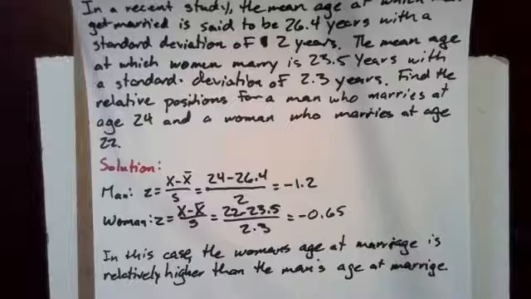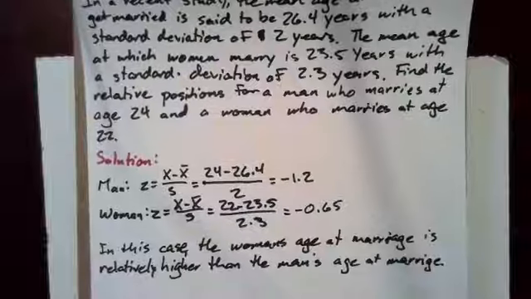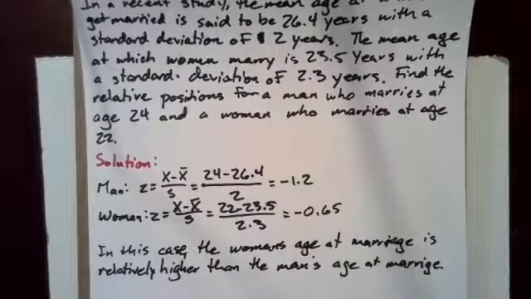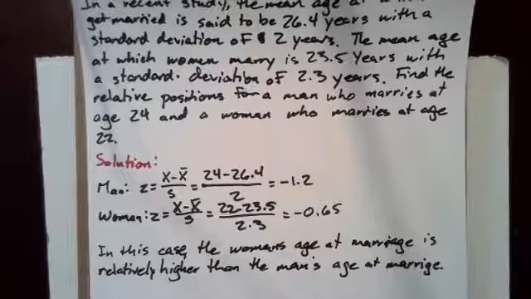We calculate the z-scores for each. For the man, the z-score is negative 1.2, and for the woman, the z-score is negative 0.65. In this case, the woman's age at marriage is relatively higher than the man's age at marriage.